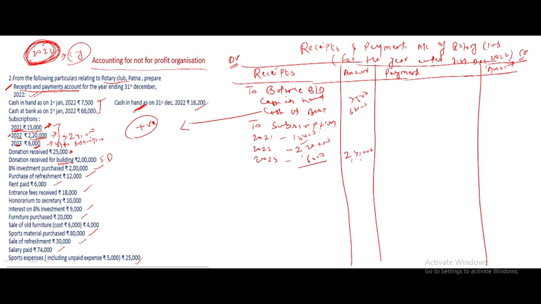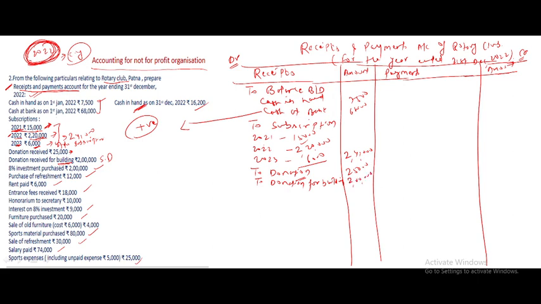Okay. Next, donation received. This is a revenue receipt recorded on the debit side. This is general donation, 25,000. Donation received for building is a special donation, and all receipts are recorded on the debit side, either revenue receipt or capital receipt. So donation for building is a capital receipt but is recorded in the receipts and payment account. Donation for building, 2 lakh.